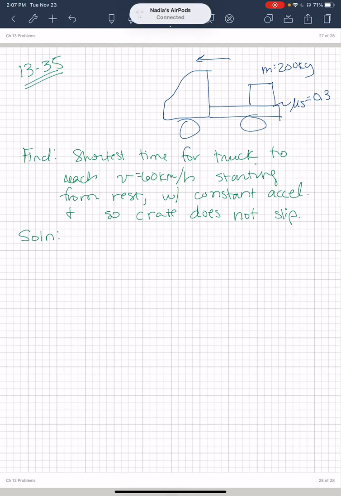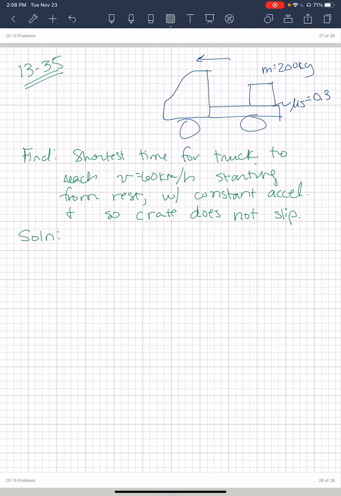This is from 13-35. The text reads, the coefficient of static friction between the 200 kilogram crate and the flat bed of the truck is mu sub s equals 0.3. Determine the shortest time for the truck to reach a speed of 60 kilometers an hour, starting from rest with constant acceleration so that the crate does not slip.